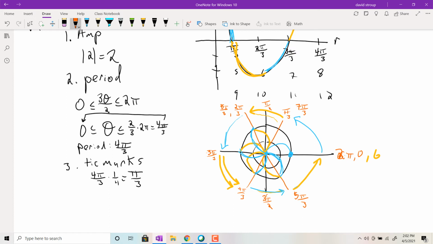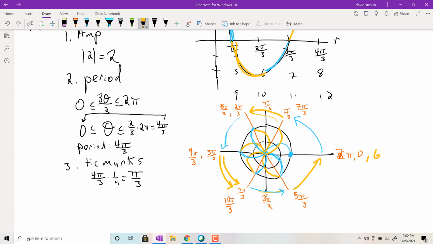Is that correct? 1, 2, 3, 4, 5, 6, 7, 8. And this is 9 pi over 3. And then this is the 10 pi over 3. That's where we are, I thought. Yeah, so 9 to 10 pi over 3, I'm going negative, so I'm shooting out in this direction.